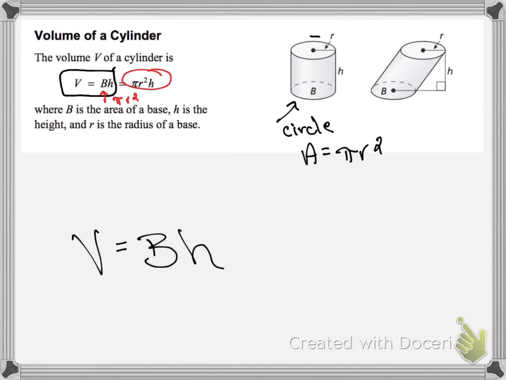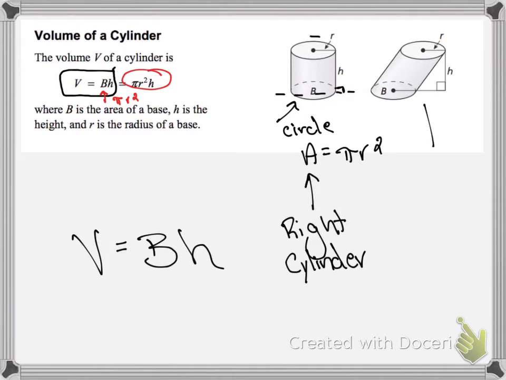Area of the base times the height, regardless of whether it's a right cylinder like this or an oblique. So this guy right here is a right cylinder, again, because it makes that nice 90-degree angle here with the ground. And this one here is what we call an oblique. Again, not right. Oh, that should be a Q, not a G.